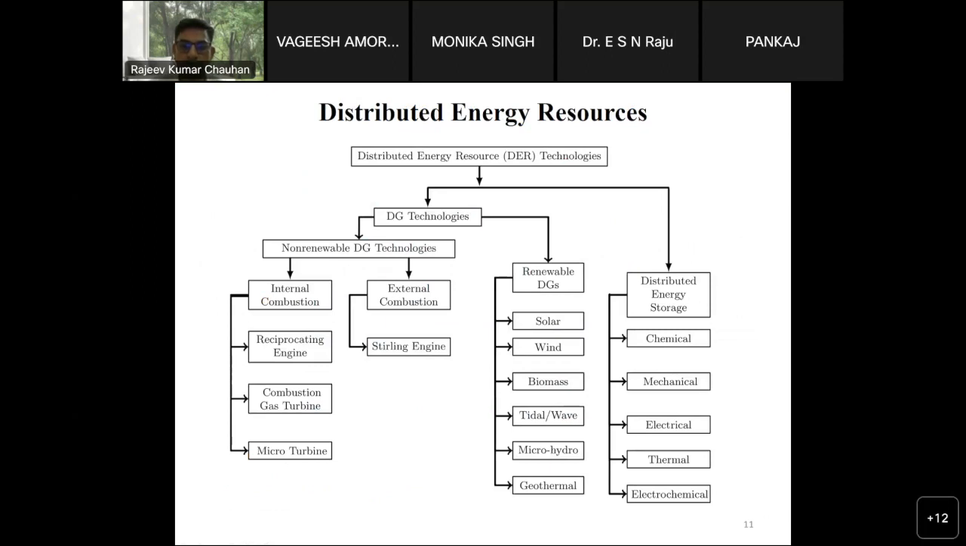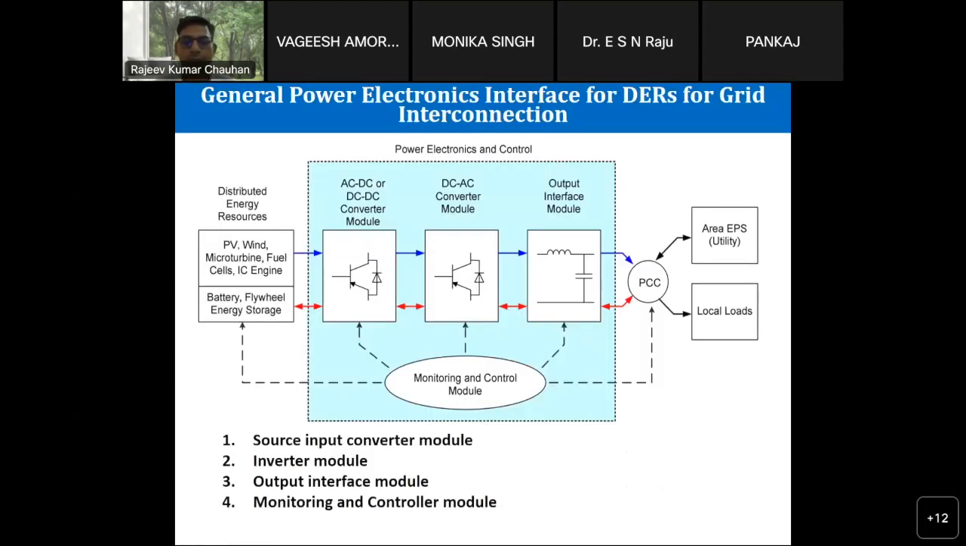So we cannot integrate these DER technologies directly into the power system. So definitely we need some power electronic interface. That is what I'm showing here: a generalized power electronic interface for integrating the DER into the grid. As we can see, DER can produce either DC power or variable frequency AC power.